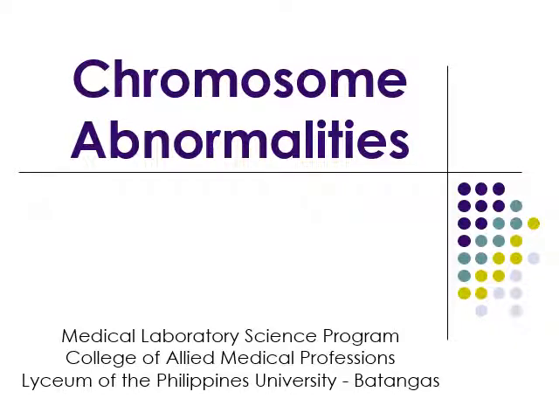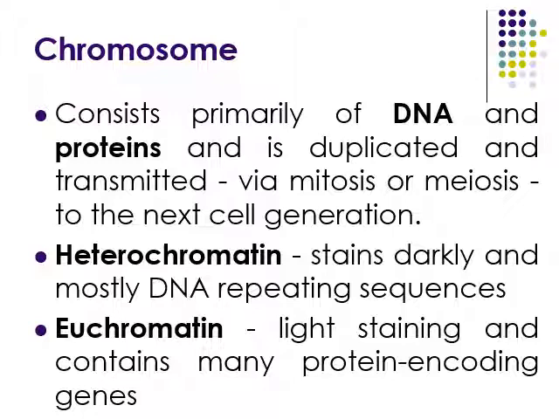Good day everyone. Today we'll be discussing chromosome abnormalities. So chromosomes consist of DNA and proteins and are duplicated and transmitted via reproduction, mitosis or meiosis. So what are the parts of the chromosome?